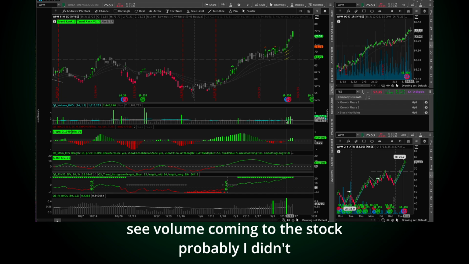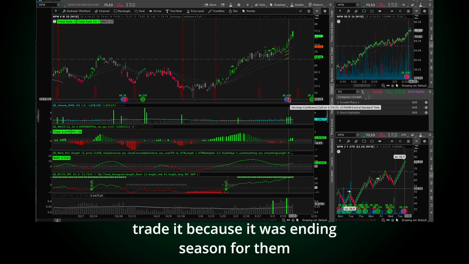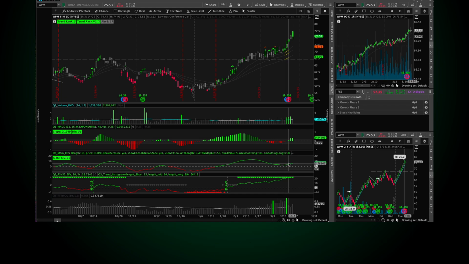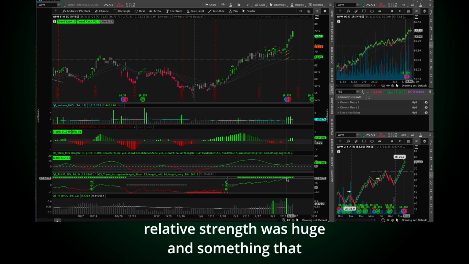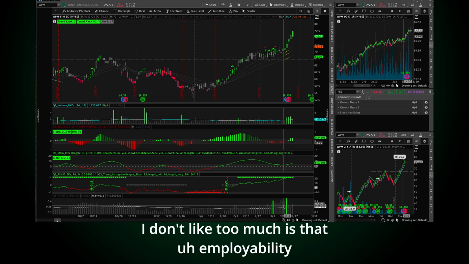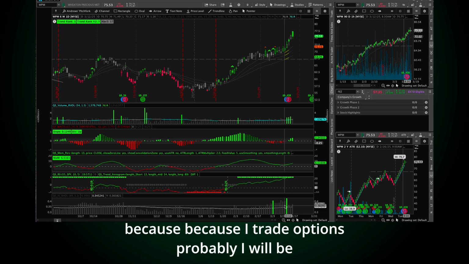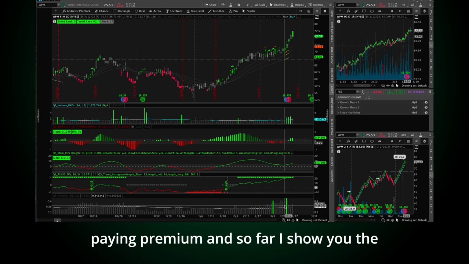You see volume coming to the stock. Probably I didn't trade it because it was earning season for them. Momentum started shifting to the positive side. Relative strength was huge. And something that I don't like too much is that implied volatility already was high at this moment. Okay, so because I trade options, probably I will be paying premium.